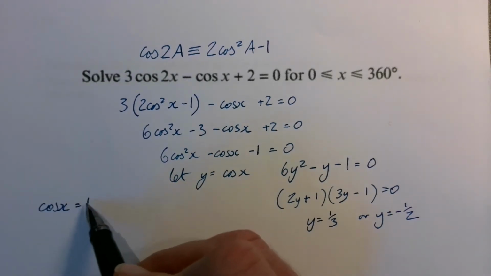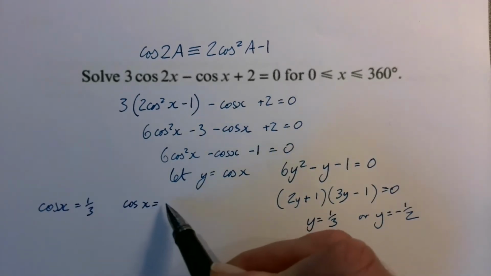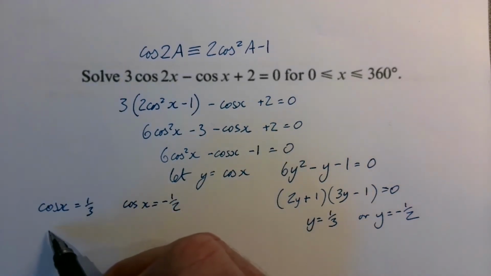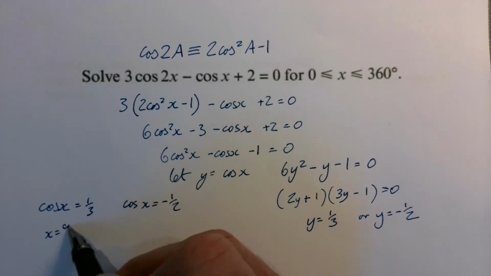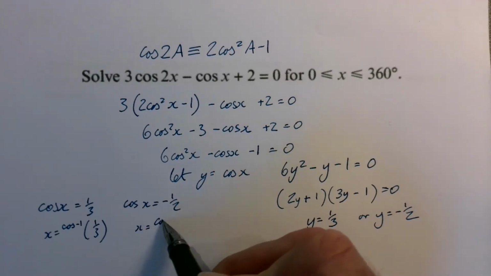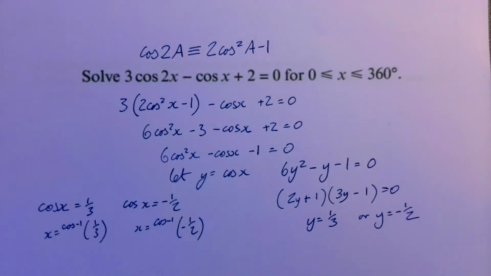And as that was cos x, we can then come over here and say cos x equals 1/3, cos x equals -1/2, and then x is going to be cos to the -1 of 1/3, it's also going to be cos to the -1 of -1/2. Then you need to find those angles, draw your cosine curve for 0 to 360, and see how you go there. So have a go at that, pause the video because I'm just going to put my solutions on in a moment.